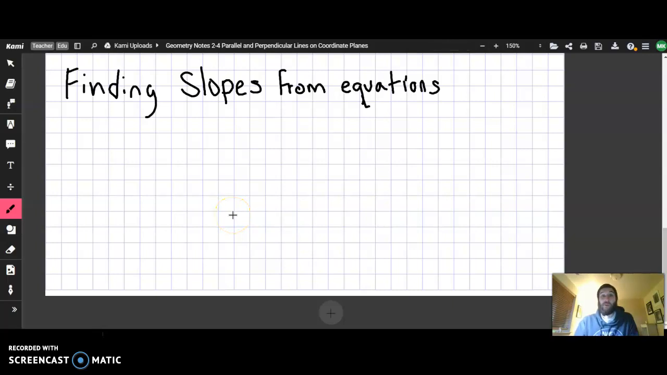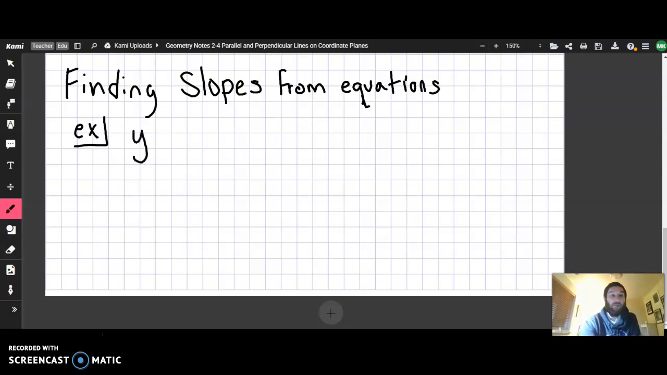Welcome. So we just found slopes, whether they were parallel or perpendicular from points. Now we're going to apply it to equations. And so the good news is being the same or the opposite reciprocal still applies, and it's actually a little bit easier since you already know the slope that you want to reference.